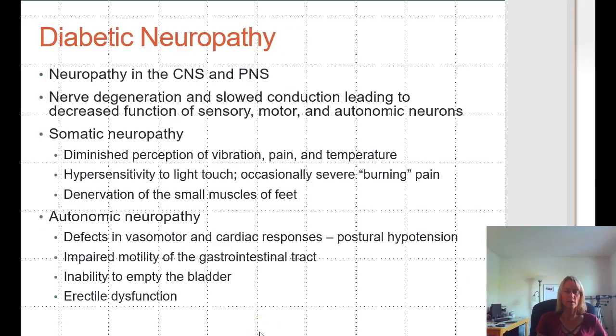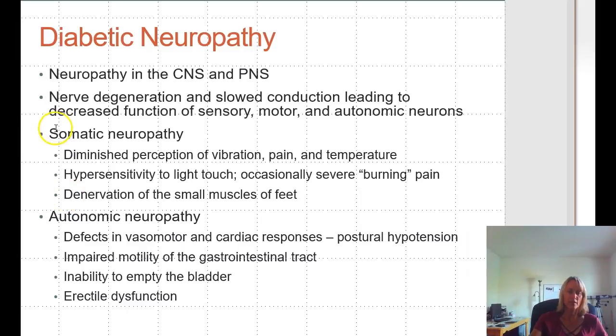We can also have diabetic neuropathy, and this is where we have nerve degeneration and slowed conduction of nerves in both the central nervous system and the peripheral nervous system. And this can lead to decreased function of both sensory and motor nerves, as well as autonomic nerves.